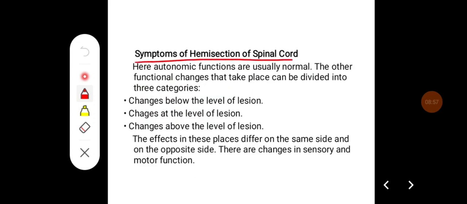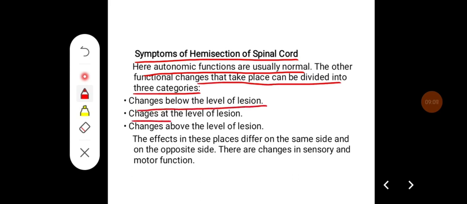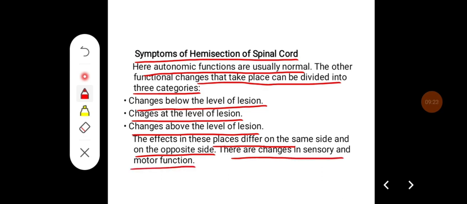Symptoms of hemisection of spinal cord. Here, autonomic functions are usually normal. The other functional changes that take place can be divided into three categories: changes seen below the level of lesion, changes at the level of lesion, and changes above the level of lesion. The effects in these places differ on the same side and on the opposite side. There are changes in sensory and motor function.